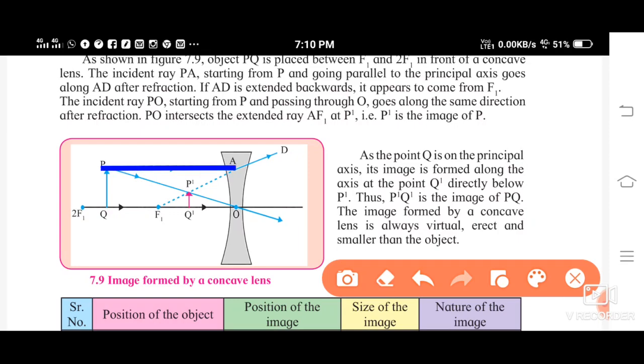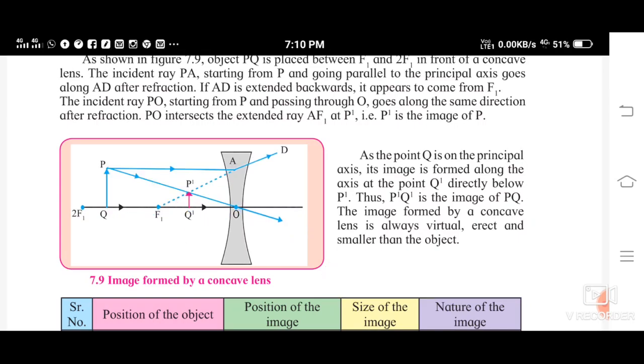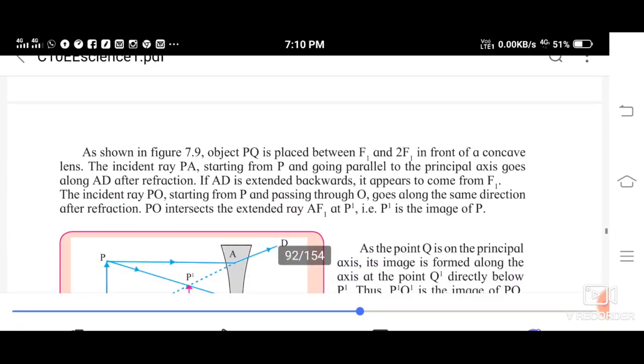So you can see here, one ray is going like this, and when you extend this, it's passing through F1. One more ray is passing through the optical center, and you can see it is intersecting here. So P dash Q dash is the image formed. So it is an erect image, isn't it?